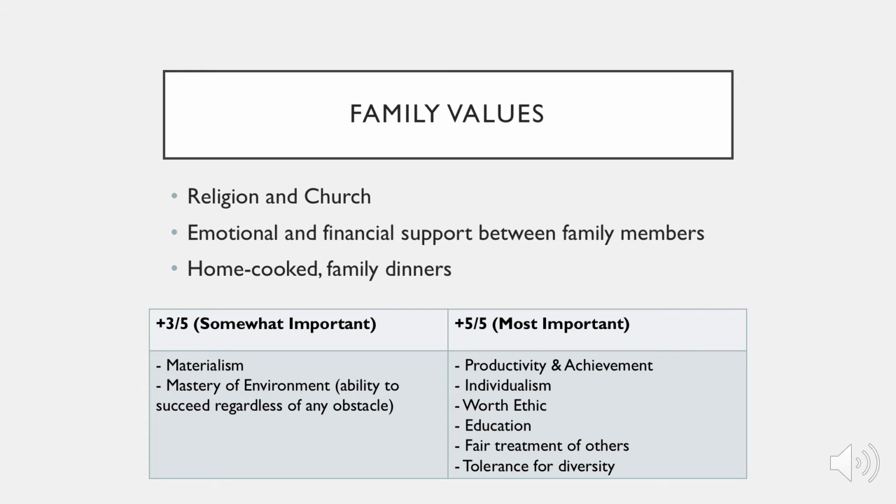The family also stressed the importance of having home-cooked family dinners for the sake of Maggie's health and upbringing. The family rated productivity and achievement, individualism, work ethic, education, fair treatment of others, and tolerance for diversity very highly when asked about family values. Lower rated items included materialism and the ability to succeed regardless of any obstacle.